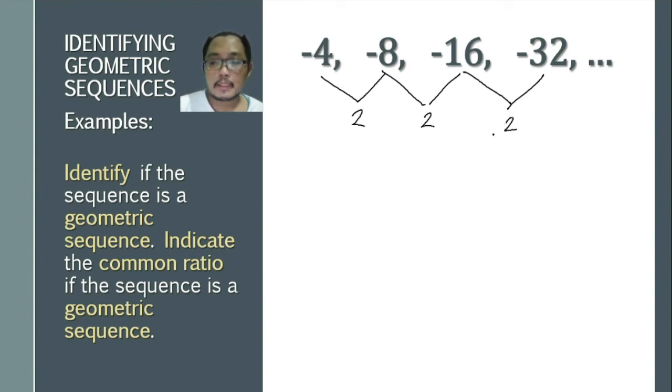Since all of these numbers are the same, then the common ratio is equal to 2. And this is an example of a geometric sequence.